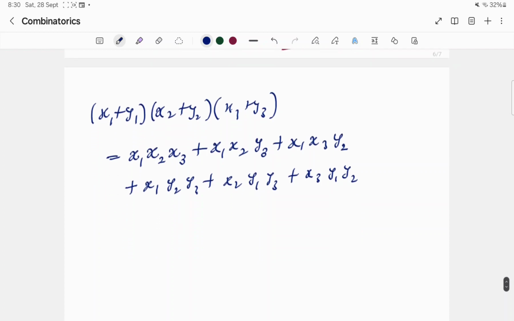I need more terms, I think. What is missing? Just one: y1 x2 x3... y2 x1 x3, that's also there. y3 x1 x2 is already there. And we have y1 y2 y3. So yes, 8 terms.